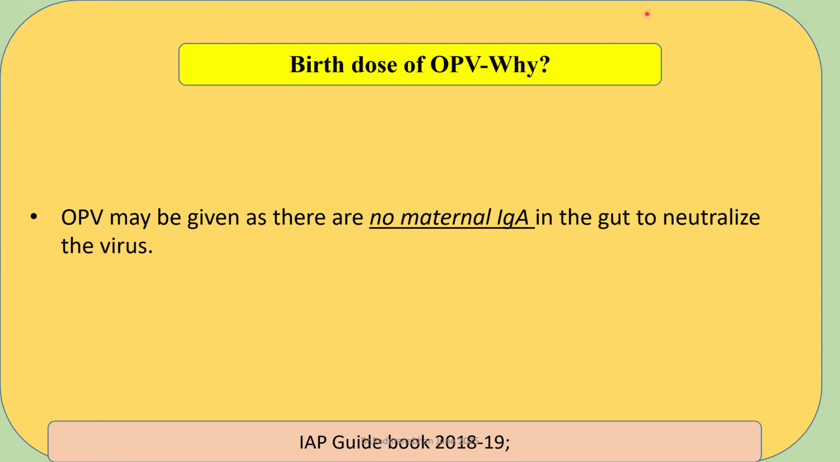Remember this. Once you give OPV at birth, it stimulates the memory B cells. It may not stimulate much antibody. There are more chances of it being taken up. There's no competition. These things you must be very clear about.